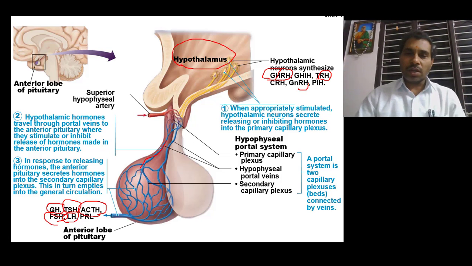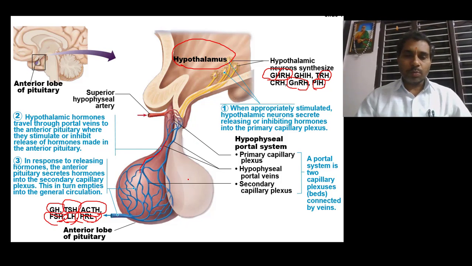And this is the gonadal releasing hormone, and this hormone stimulates the cells present in the anterior pituitary, and those anterior pituitary cells secrete FSH and LH. Another one is the prolactin hormone. Here the prolactin releasing hormone stimulates the cells to secrete prolactin. Like that, releasing hormones are secreted from the hypothalamus, which stimulate the specific cells present in the anterior pituitary to secrete these particular hormones.